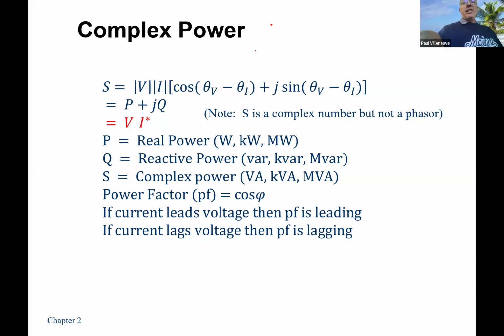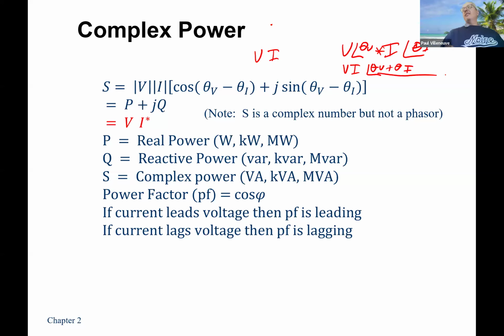Well, we know it's V times I, right? That's the V times I, which has V at an angle of theta V and I at an angle of theta I, right? So if we multiply those two together, what would we end up with? V times I, theta V plus theta I. Is that correct? Is that what we have for power?